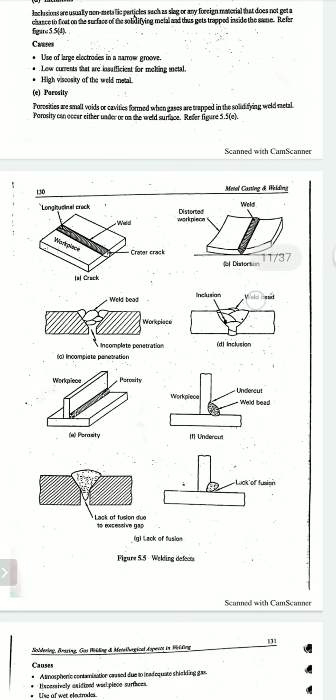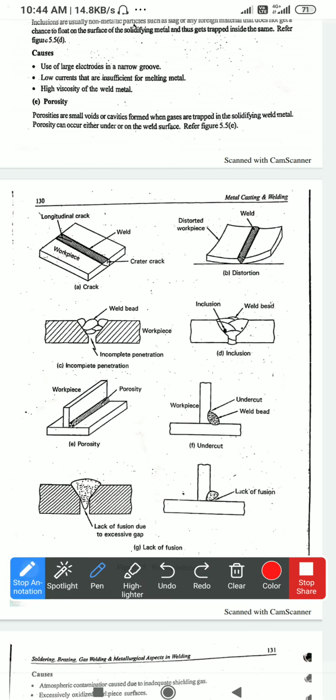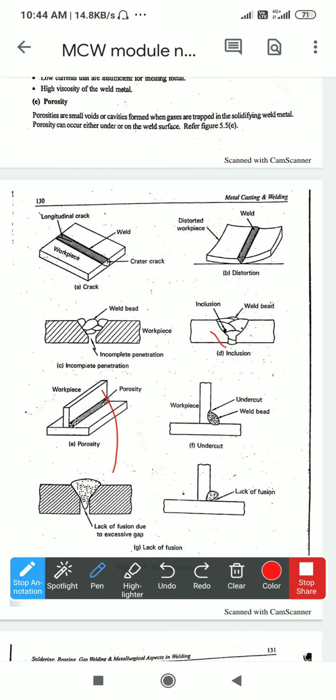Now, what does inclusion mean? During the welding, as I have just told you, the metal edges as well as the electrode, these three metals are going to melt with each other. During the melting, the metal converts into a liquid form. At that moment, any unwanted material is filled or trapped in it, which reduces the strength of that weld deposit.